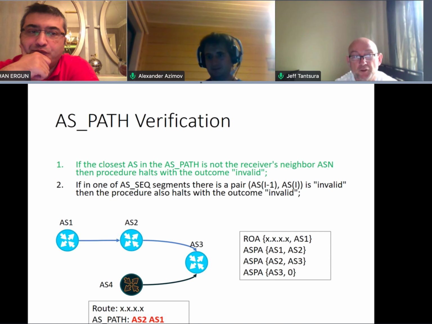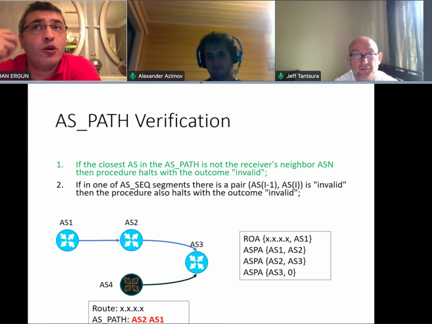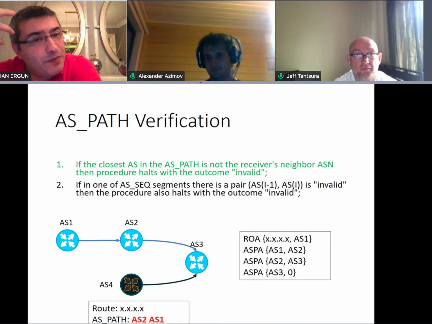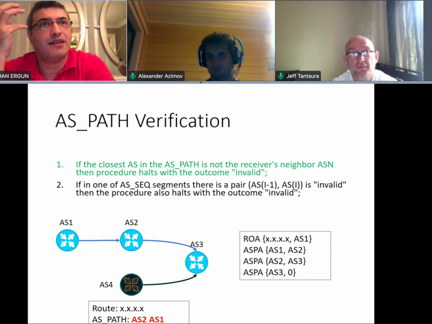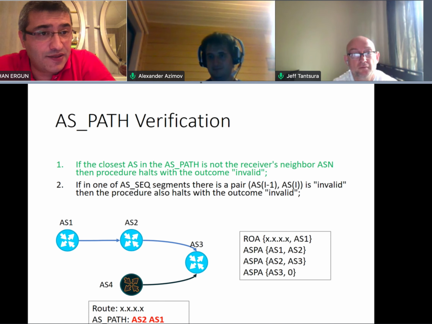So AS1 is interested in keeping this data valid. Exactly, again, the right incentives. The point is, some people might think that, similar to IRR, the customer can cheat. The customer can, but why should the customer cheat in the first place? They want to protect.